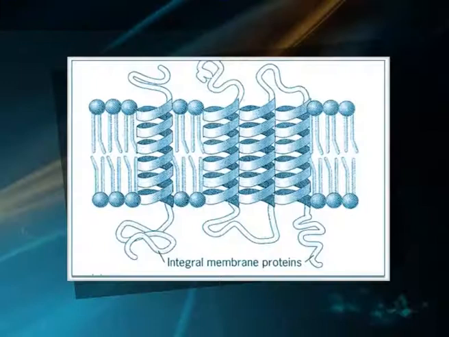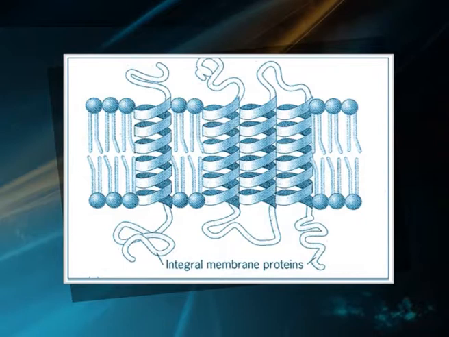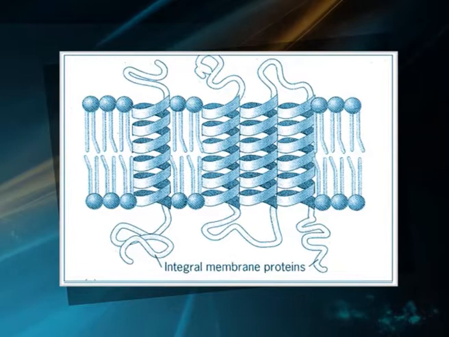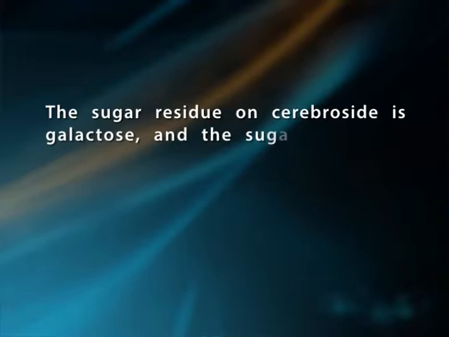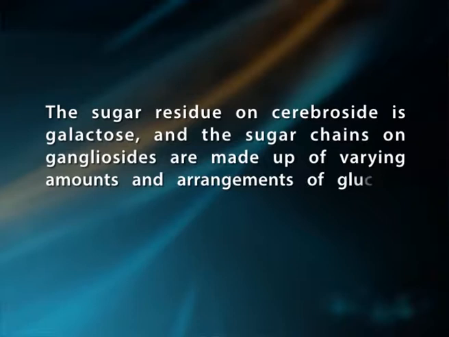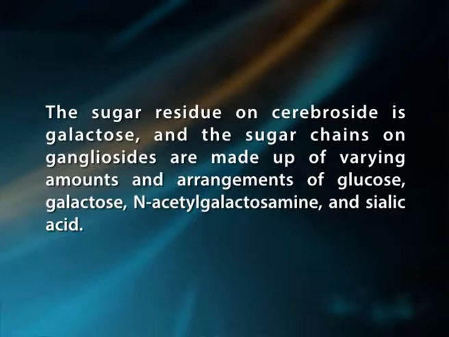The plasma membranes of most eukaryotic cells are more varied than those of prokaryotes and archaea, not only in containing large amounts of cholesterol but also in containing a mixture of different phospholipids. In this figure, you can see that the head group of a phospholipid can be choline, that is phosphatidylcholine, serine or phosphatidylserine, inositol or phosphatidylinositol, or ethanolamine or phosphatidylethanolamine. The sugar residue on cerebroside is galactose, and the sugar chains on gangliosides are made up of varying amounts and arrangements of glucose, galactose, N-acetyl galactosamine and sialic acid. The fatty acyl chains can vary in length and in the number and position of double bonds.